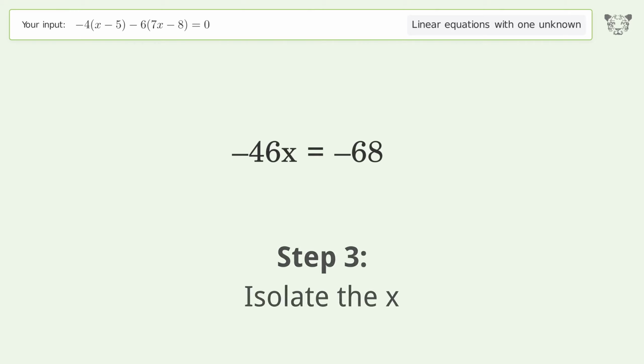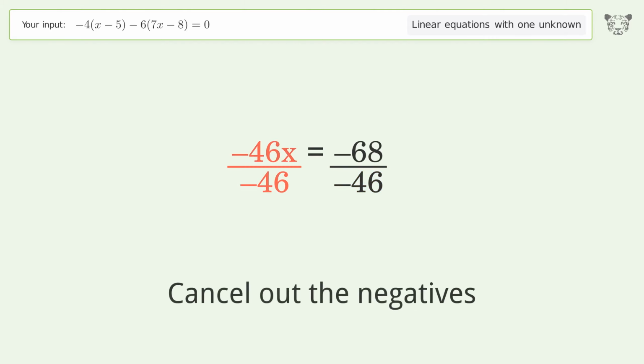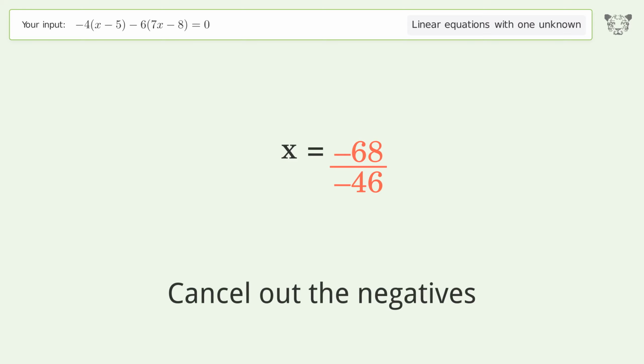Isolate the x. Divide both sides by -46. Cancel out the negatives. Simplify the fraction. Cancel out the negatives.